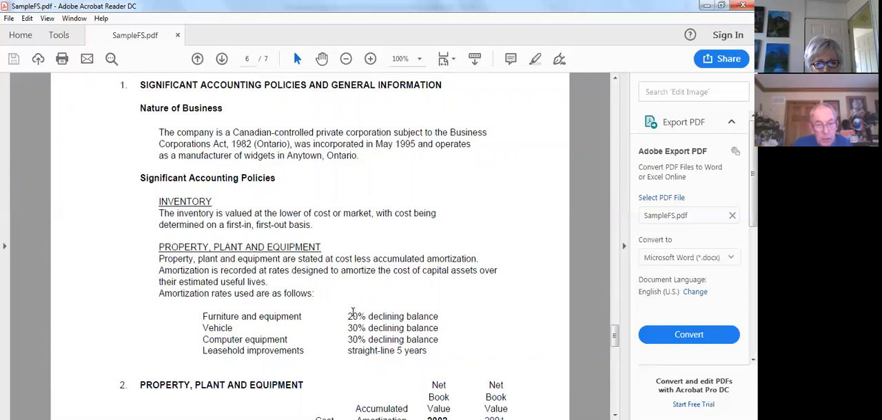This shows that for my furniture and equipment, I take 20% declining balance, which means, let's say it costs $100. The first year I take 20% of that, which would be $20, and now I say the part is only worth $80. The second year I take 20% of the $80, not the 100, and so my part now after 2 years is only worth $64. That's what the declining balance means.